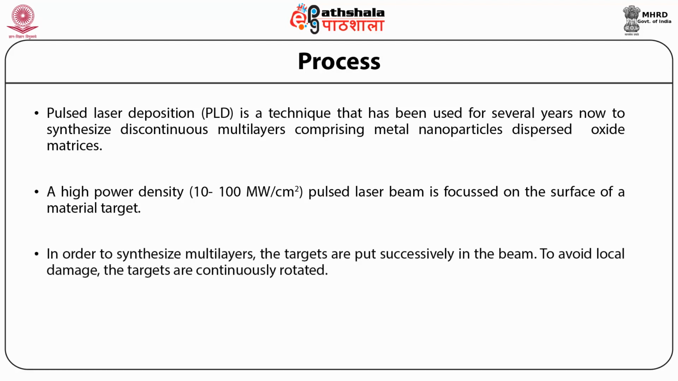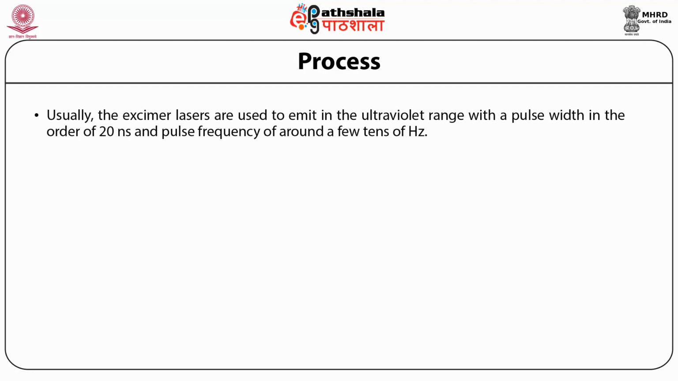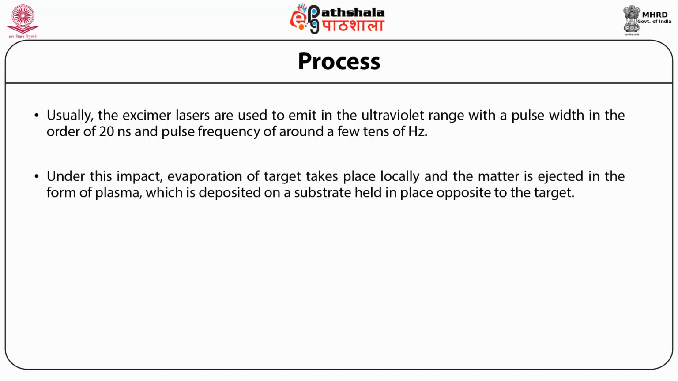In order to synthesize multilayers, the targets are put successively in the beam. To avoid local damage, the targets are continuously rotated. Usually, excimer lasers are used to emit in the ultraviolet range with a pulse width of the order of 20 nanoseconds and a pulse frequency of around a few tens of hertz. Under this impact, evaporation of the target takes place locally and the matter is ejected in the form of plasma, which is deposited on a substrate held in place opposite to the target.